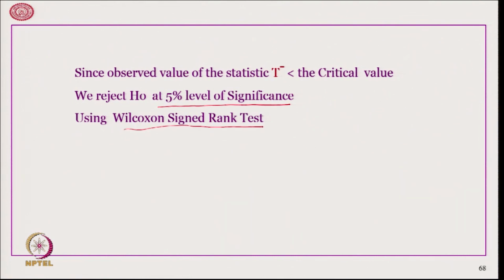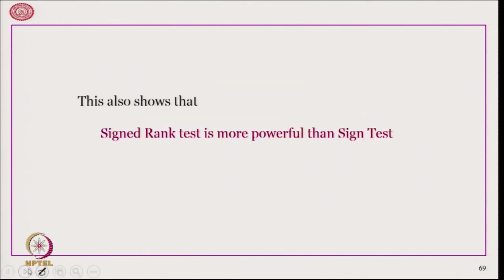That is why I said that this is a very interesting example, because when we are using the sign test, we are going to accept the null hypothesis at the 5% level of significance, but when we are using the signed rank test, we are able to reject it. And if we look at the data, our natural intuition is that 4.5 cannot be the median. Therefore, in that sense the signed rank test is more powerful than the sign test.